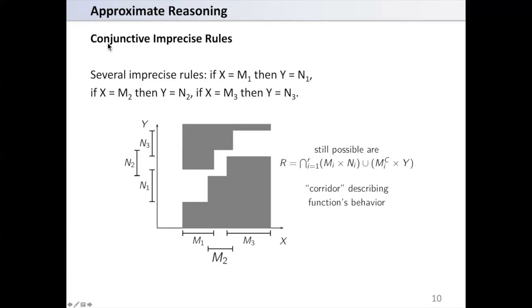For each rule given here, we are considering the Cartesian product mi Cartesian ni, and we are taking the union with the complement of mi Cartesian product with the whole reference set Y. And for each rule we have such a union, and then we take the intersection for i from 1 to r. This is the number of rules.